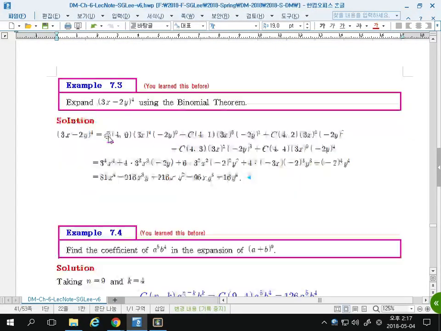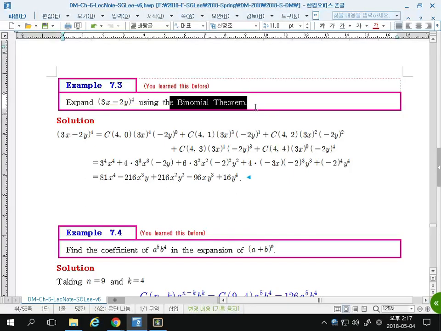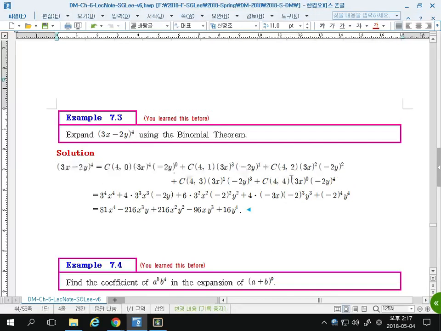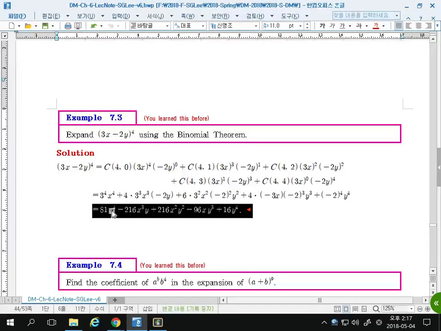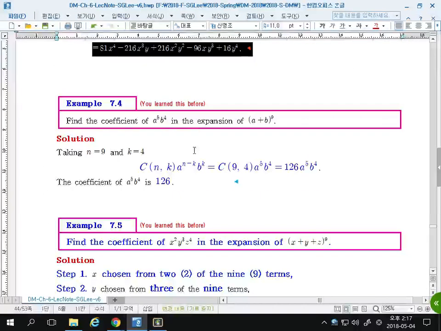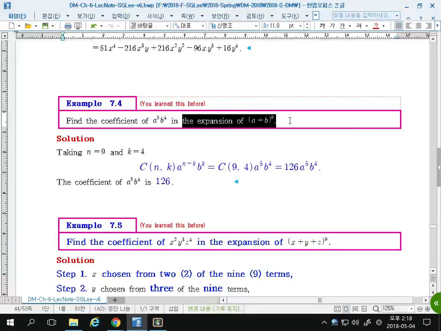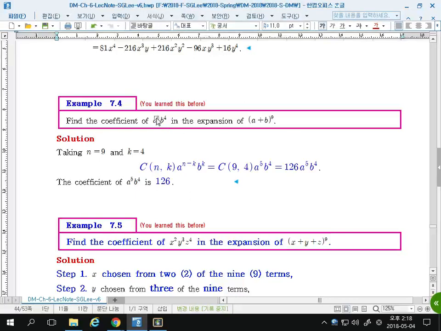Expand this using the binomial theorem. What to do? With this theorem, all you have to do is find the coefficients like this and powers like that. Then you can easily write this one in this form. Then all you have to do is the computation of combinations and powers to simplify in this way. That's what you have. Next. These are what you already have learned. Find the coefficient of this in the expansion of this.